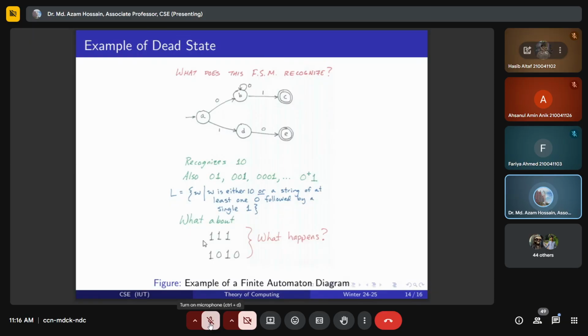If I ask, what about the triple one? Does this string belong to this language? No, thank you. What about 1010?